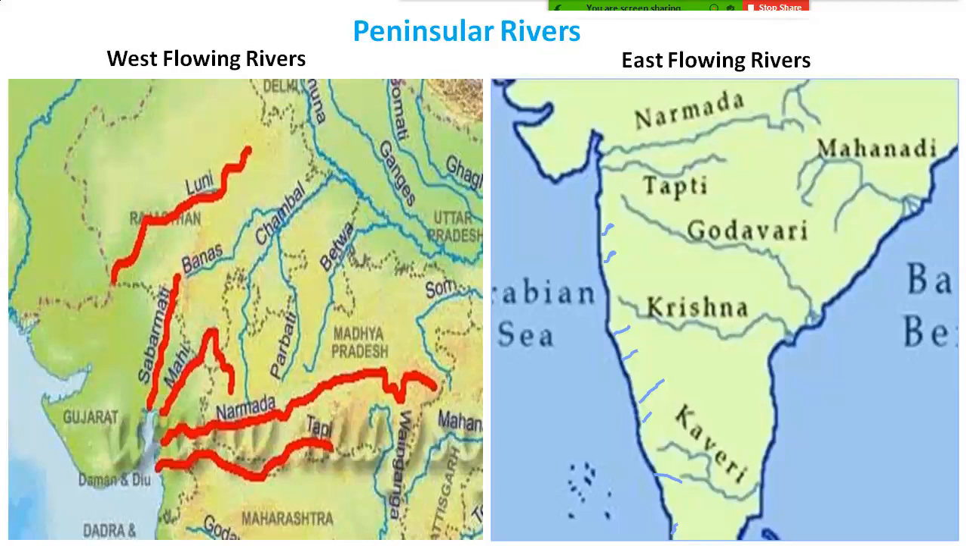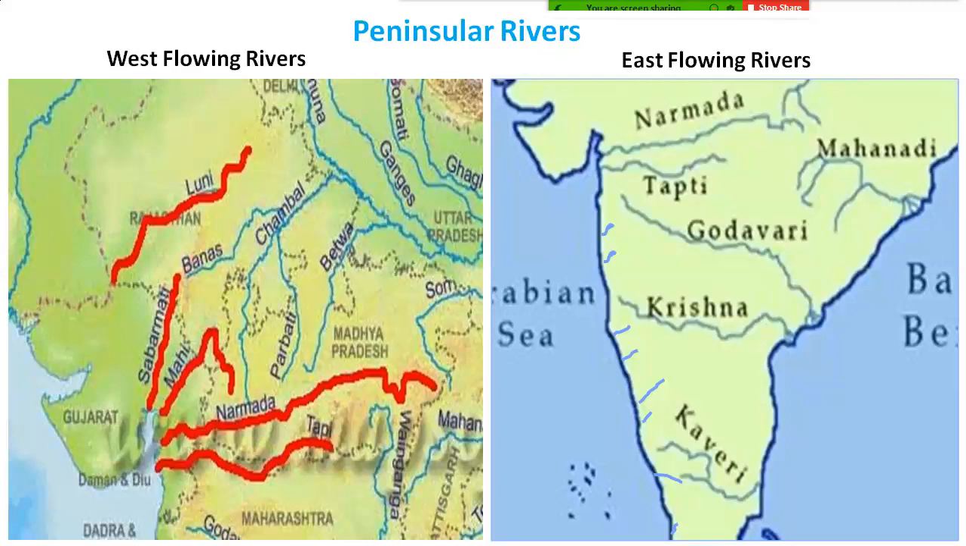We come to the east flowing rivers that meet the Bay of Bengal. Most of the areas of the peninsula is drained by these east flowing rivers. The important rivers in this system are the river Mahanadi, the river Godavari, the rivers Krishna and Kaveri. The river Mahanadi and its basin occupies the northeastern part of the peninsular region.